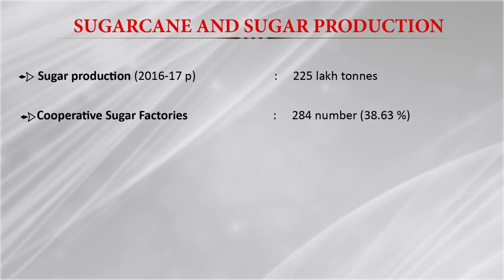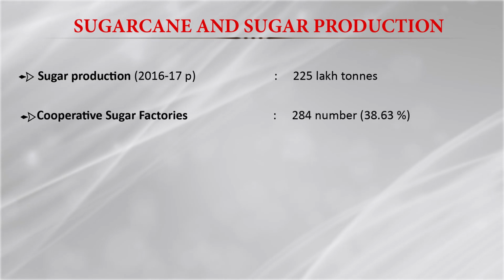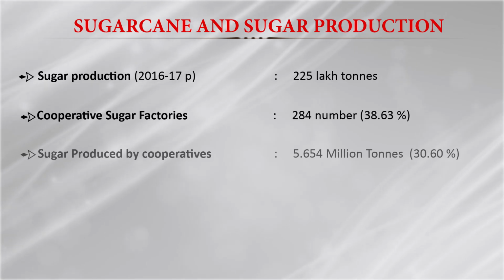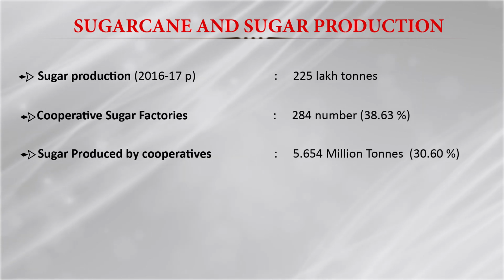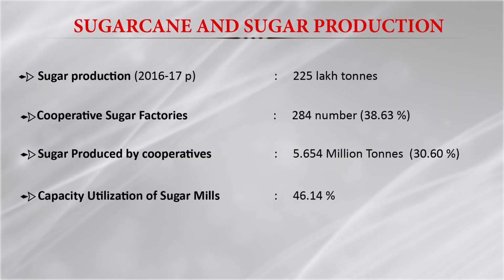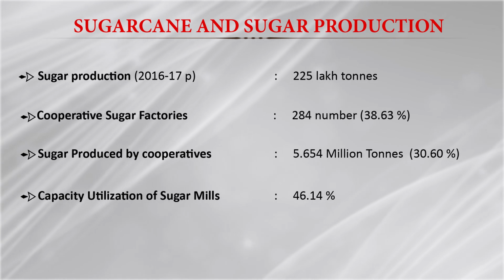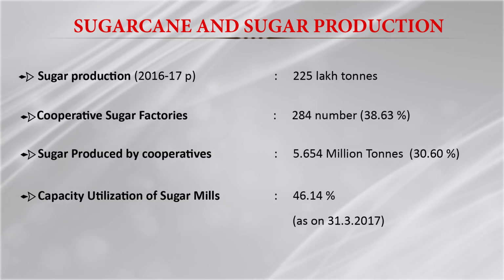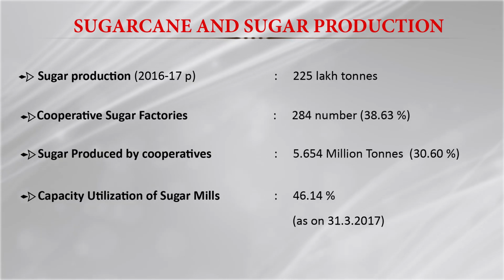In 2016-17 we had 284 cooperative sugar factories in the country. They are around 38.63% of total sugar factories in India. The sugar cooperative societies produced 5.654 million tons of sugar, around 31% of the sugar produced, and the capacity utilization of the cooperative sugar mills is about 46.14%. As on 31st March 2017, many sugar factories are not functional. Around 188 sugar factories in the country are functional.